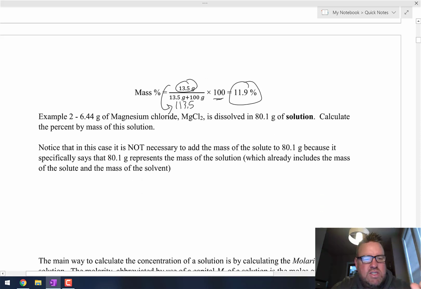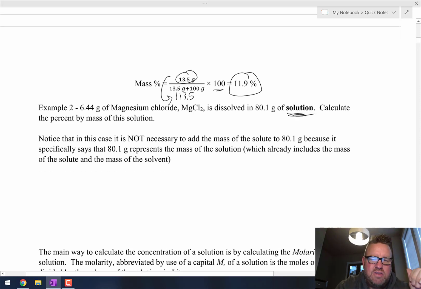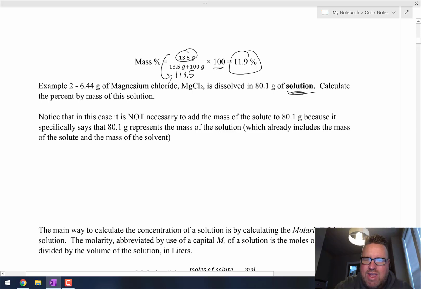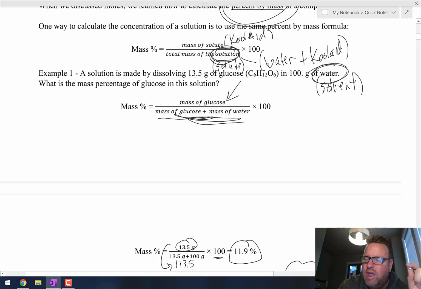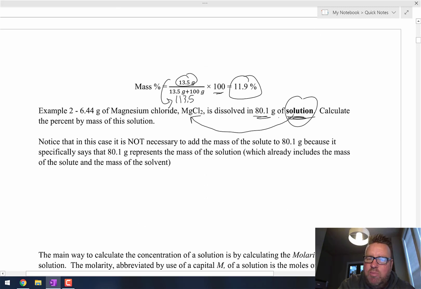So example 2 says 6.44 grams of magnesium chloride, MgCl2, is dissolved in 80.1 grams of solution. Okay, now be real careful there, and I bolded that word on purpose. And then it says calculate the percent by mass of the solution. Notice that in this case, because I said solution, that means I'm including the MgCl2. In the first example, again, look at how I worded it. I said water. Okay, water is not the solution. Water is the solvent. So when I say 80.1 grams of solution, that's everything. That's the whole bottom part of my fraction.